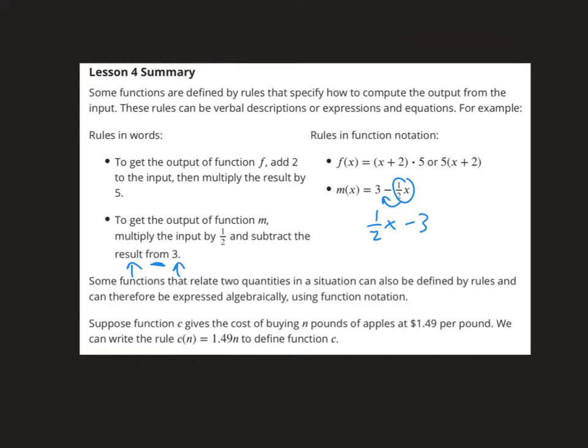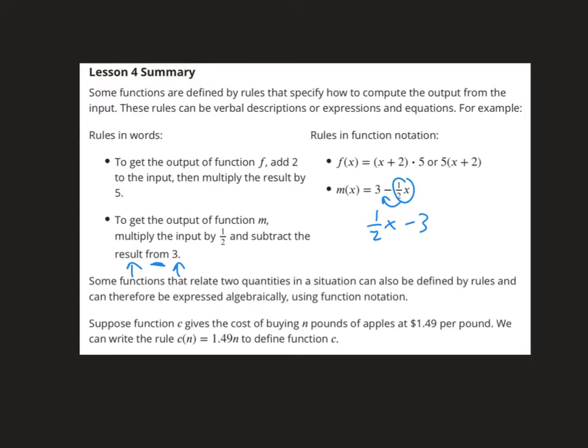Some functions that relate to quantities in a situation can also be defined by rules and therefore can be expressed algebraically. Now, just wanted to divert back up to the top here. This first part is also adding 2 and then multiplying by 5. So as long as it's in parentheses, this order is interchangeable. This one is not interchangeable, right? Order matters in subtraction. Sorry, kind of zipped past that a little quick.